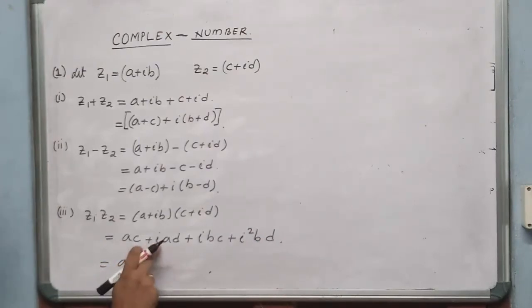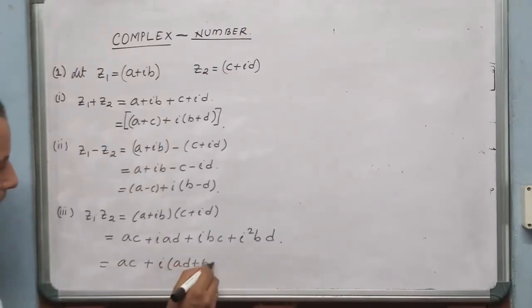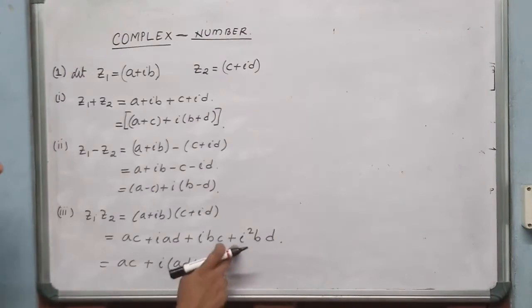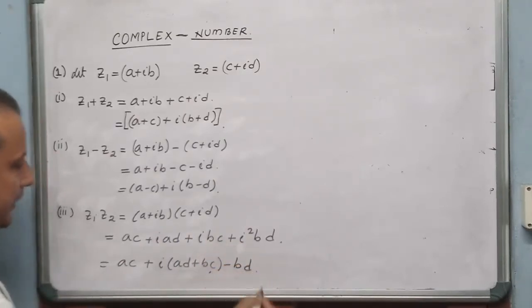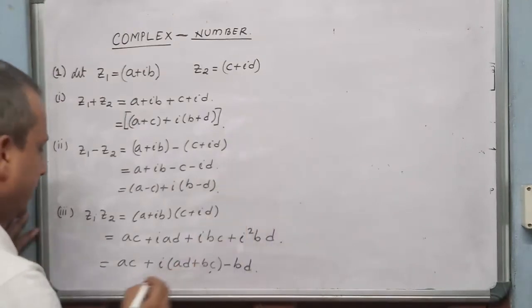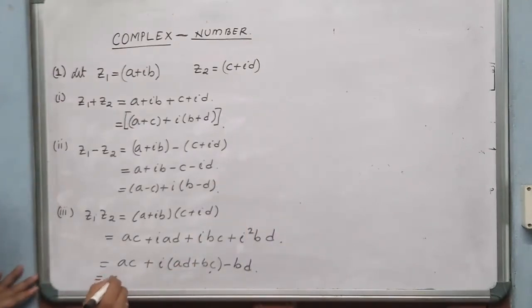AC plus, now from these two expressions I'll take I common: AD plus BC. Then the I square. You know about these things. Just now I did, the value of I square is minus 1. If you substitute minus 1 in place of I square, minus into plus, minus BD. Now I can write this is equal to AC minus BD. First, real. Real means that which is independent of the imaginary number.